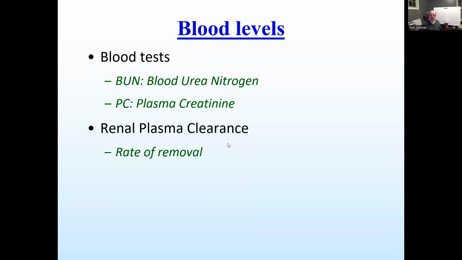While we talk about clearance, I also want to talk about something called the renal plasma clearance, the RPC value. The renal plasma clearance determines the rate of removal of a substance from the blood. Every molecule has its own unique RPC value. Glucose does, sodium does, potassium does, and so forth. And so it tells us how quickly something leaves the blood.